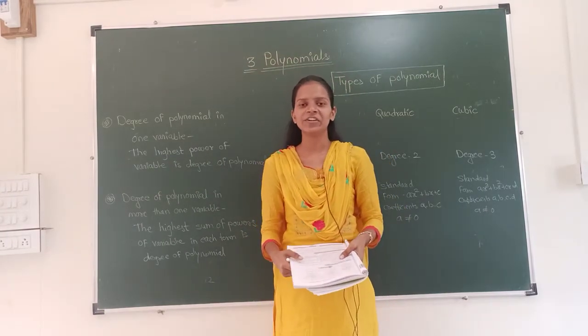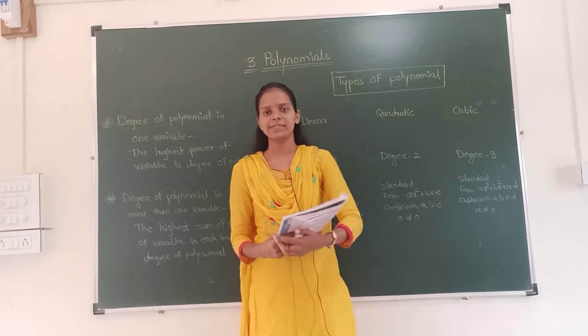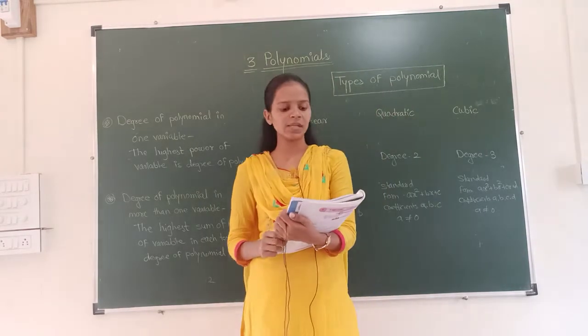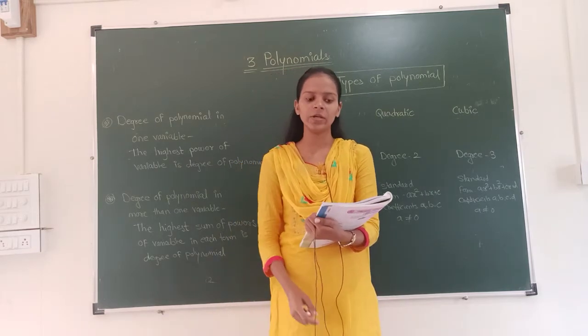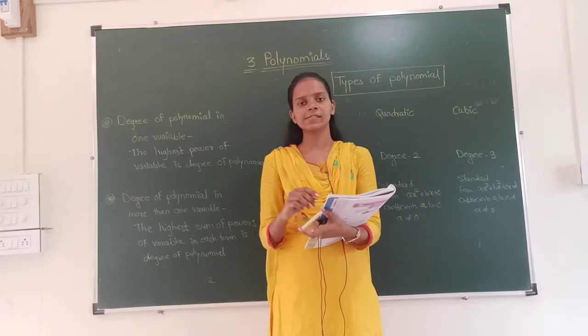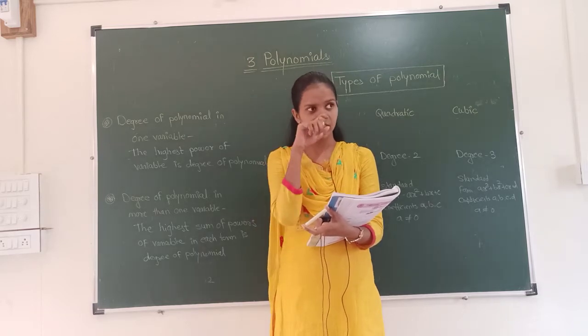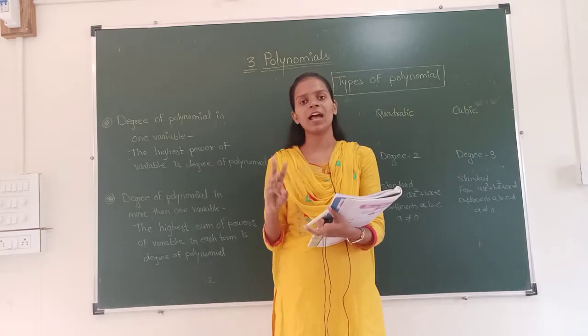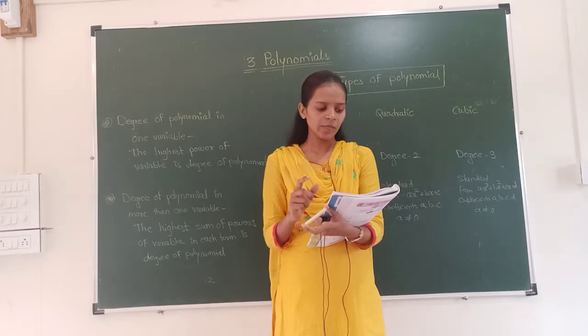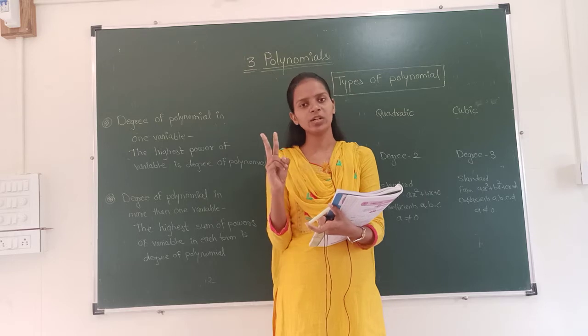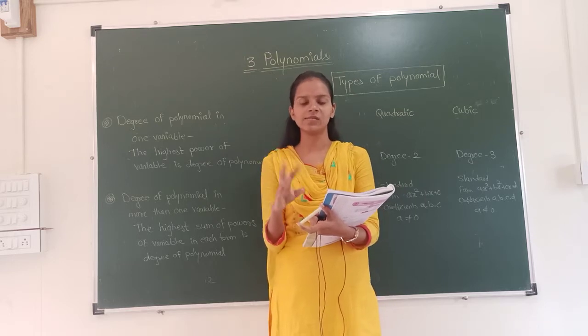We have started our new chapter, that is polynomials. In the previous video lecture we saw what is meant by polynomials and the types of polynomials based on the terms. Three types of polynomials are there based on the terms. First one is the monomial, second is the binomial, and third is the trinomial. Monomial has only one term, binomial has two terms, and trinomial has three terms in it.